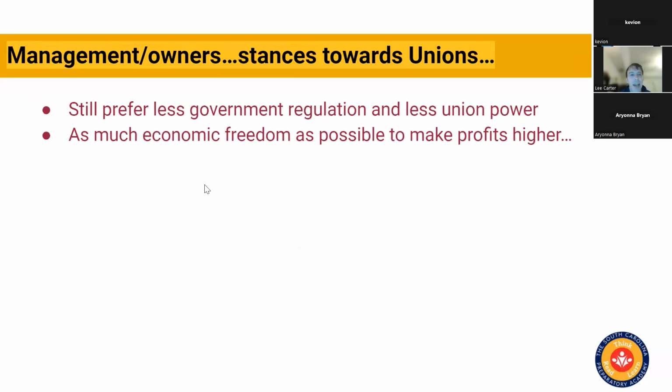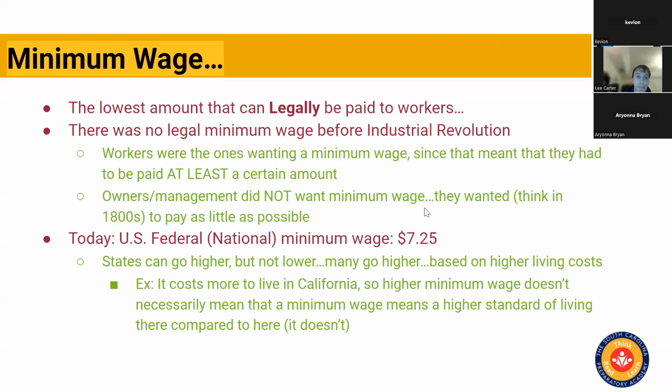So today still, management and owners are going to prefer less government regulation and less union power. Obviously, they're not at the level they were in the late 1800s and early 1900s. So basically, the management or owner wants as much economic freedom as possible to make their profits higher. Okay. All right.